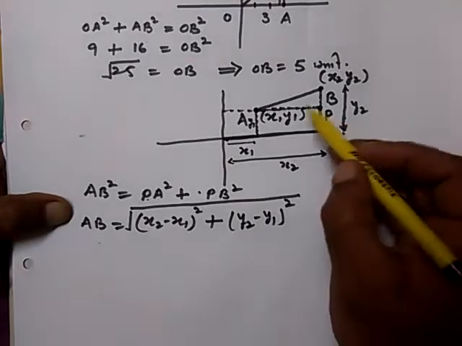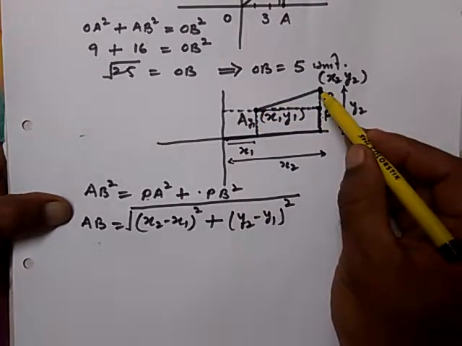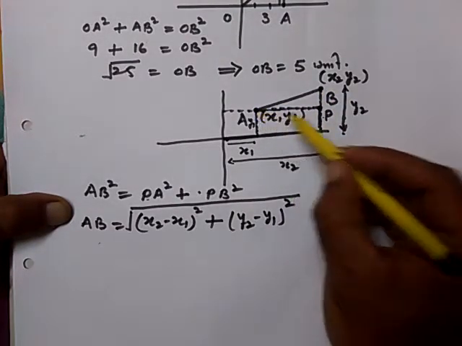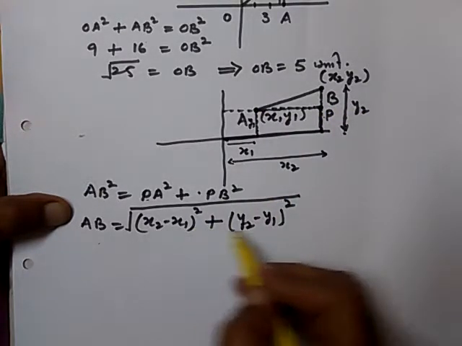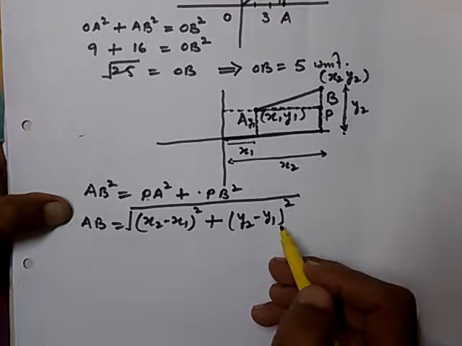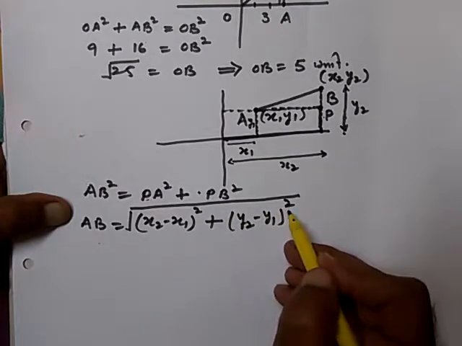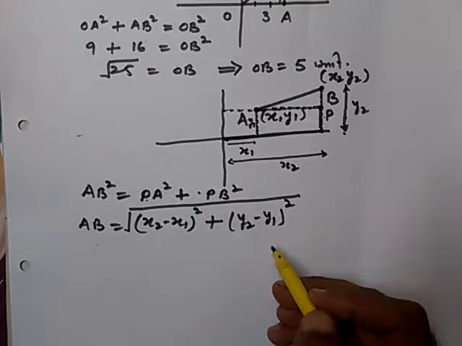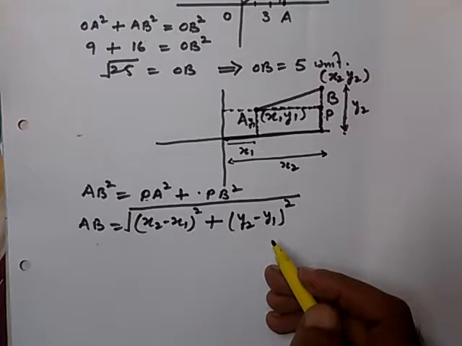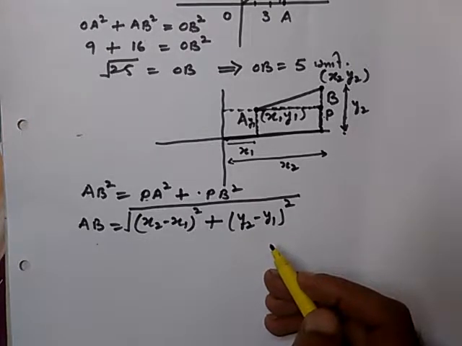This is the required distance AB with the help of these line segments AP and BP. So it is x2 minus x1 whole square plus y2 minus y1 whole square, and under the root. So this is about the distance formula. This is why the distance formula looks like this: square root of x2 minus x1 whole square plus y2 minus y1 whole square. Now where is it used?